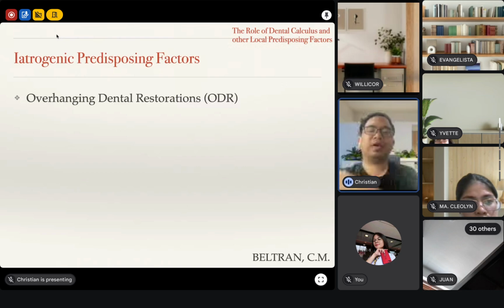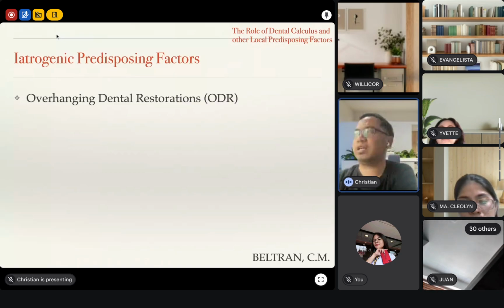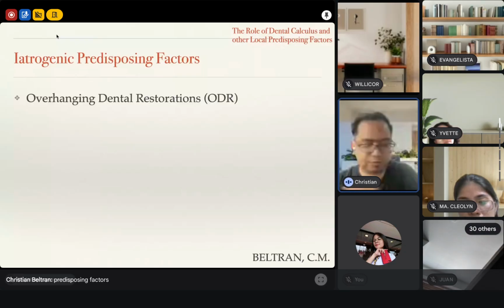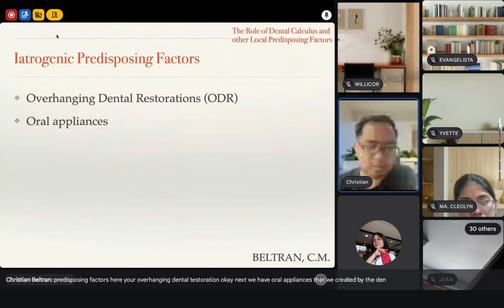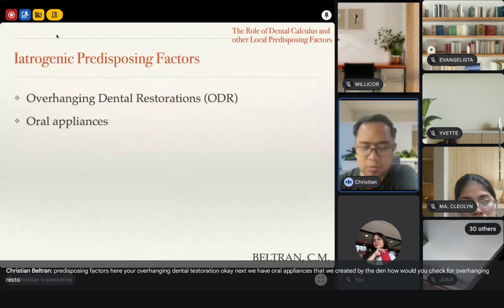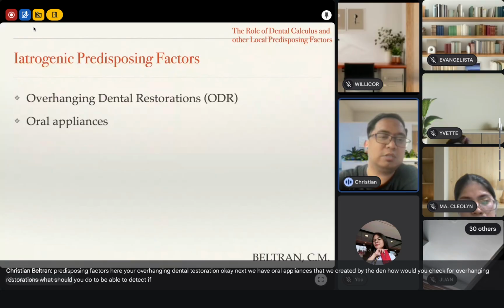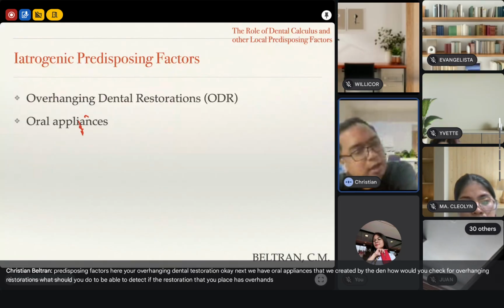So in terms of iatrogenic predisposing factors, you have here your overhanging dental restoration. Next, we have oral appliances fabricated by the dentist. How would you check for overhanging restorations? What should you do to be able to detect if the restoration that you place has overhangs?